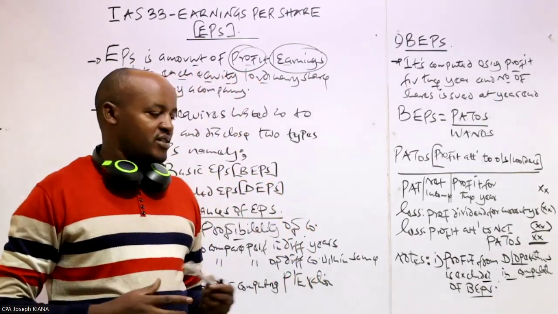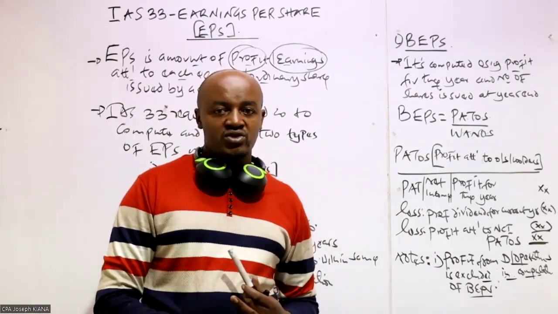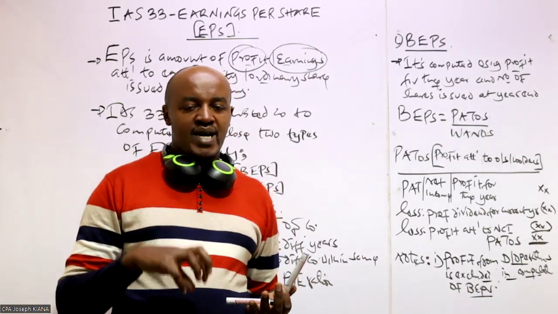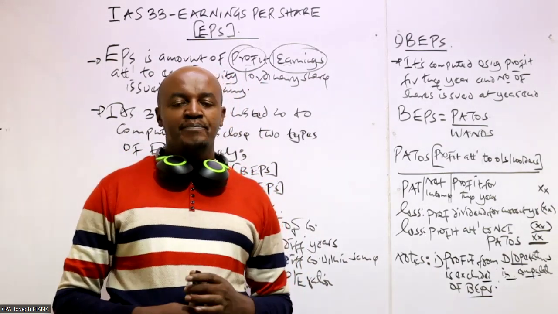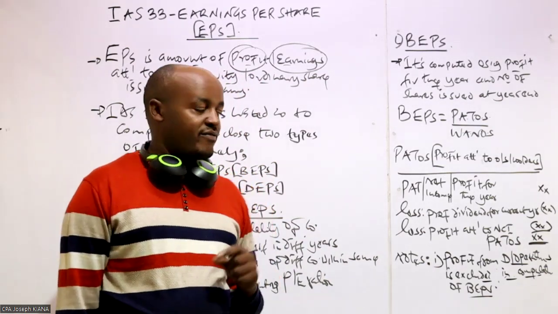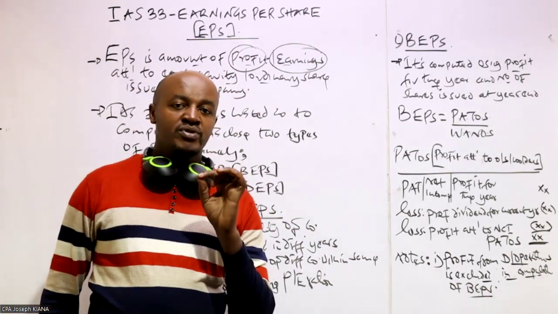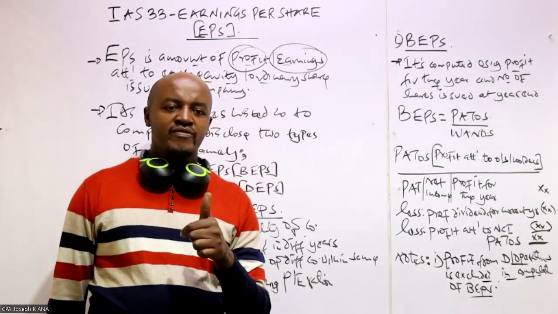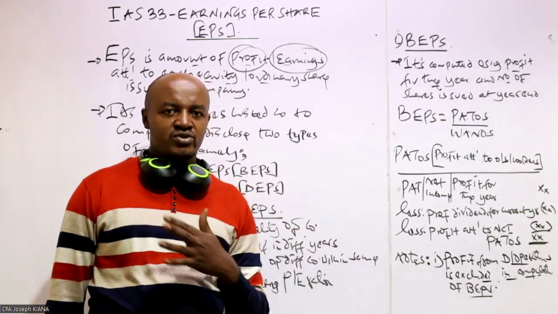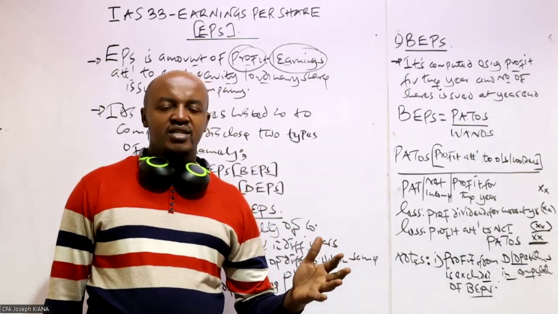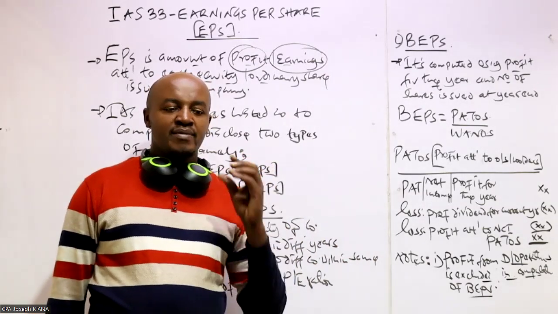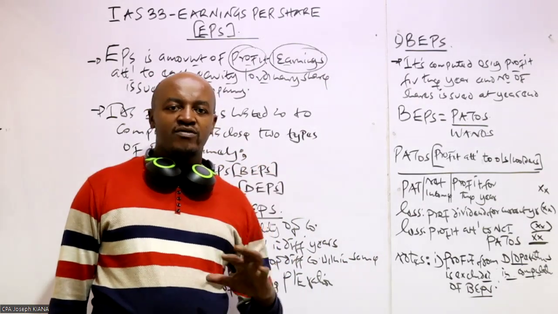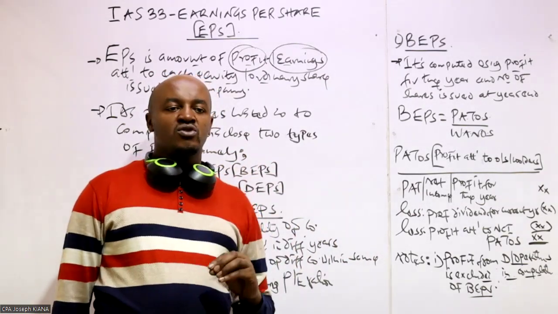A good example is a branch which has been closed down. It is a discontinued operation. Or when it comes to a group of companies, maybe the parent company has disposed of one of the subsidiaries, that is still a discontinued operation. So in this case, when computing earnings per share, both basic and diluted, we only use the profit from continuing operations. Continuing operations are branches which are still in operation. But we totally exclude any profit or loss from discontinued operations.